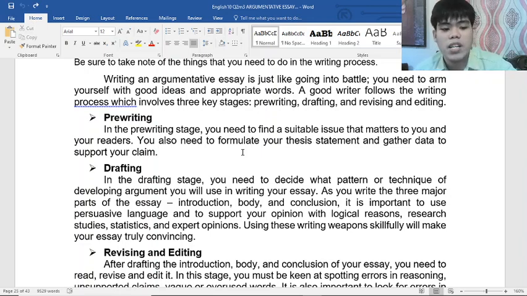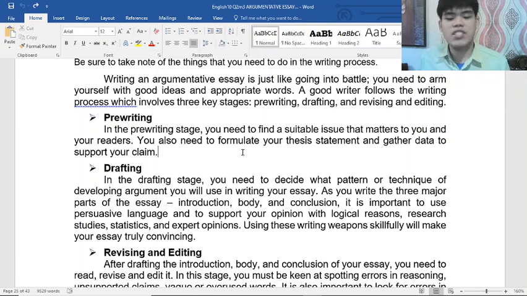As you write the three major parts of the essay, the introduction, the body, and the conclusion, it is important to use persuasive language and to support your opinion with logical reasons, research, studies, statistics, and expert opinions. Using this writing weapon skillfully will make your essay truly convincing. Again, it's not all about the evidence only. It's not all about your reasoning only. It is the perfect balance of your data and your reasoning that makes a very strong argumentative essay.